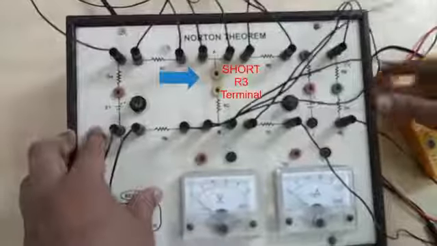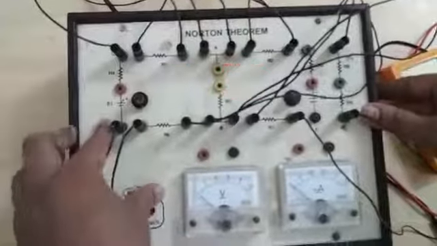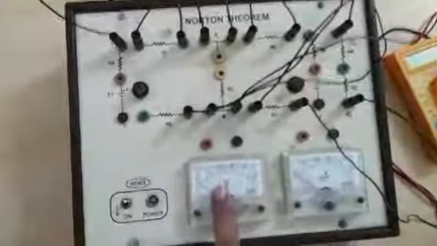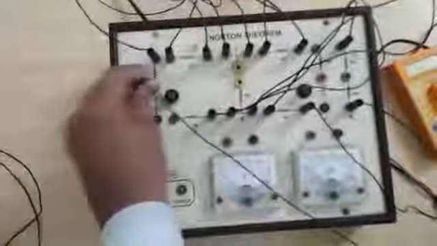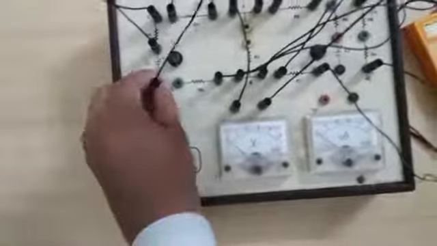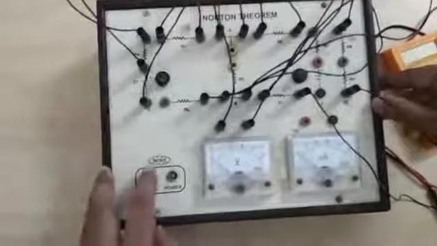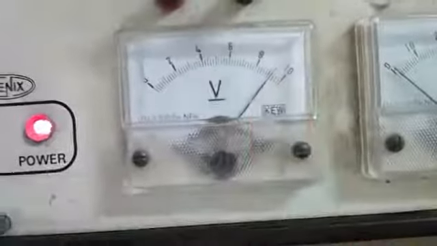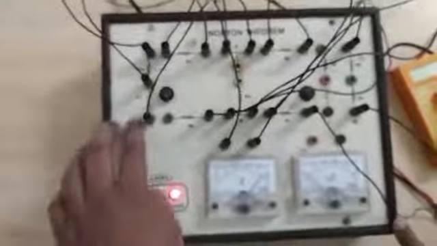For calculating the value of this source, you just need to connect its terminals to the voltmeter. Connect its positive terminal with voltmeter positive and voltmeter negative with the negative of this source. Supply on the circuit. Look here, some values are coming. It is coming around 9 volt. So in this circuit we have source E1 whose value is 9 volt. Now switch off the circuit.